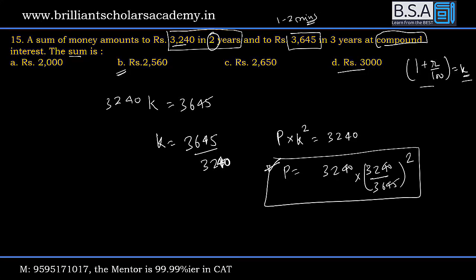Is the approach using K clear? Do you understand what I'm doing with K? K is the percentage increase factor. What is K? K is equal to 1 plus R upon 100. In compounding, sometimes we can use such kind of trickery to get the answer faster. It becomes a little simpler to find the answer faster.